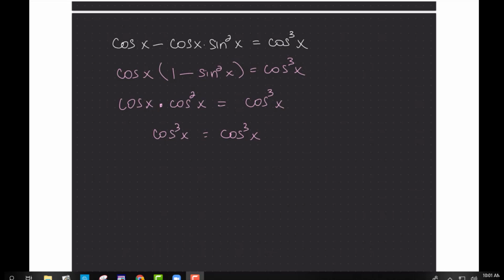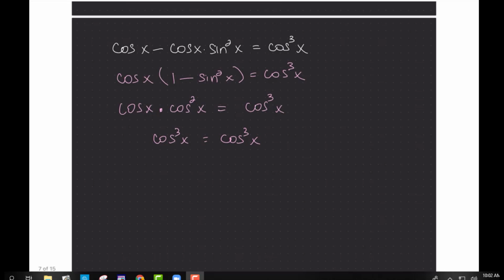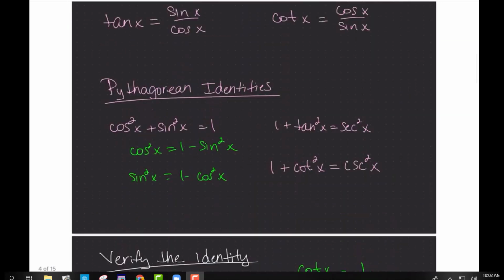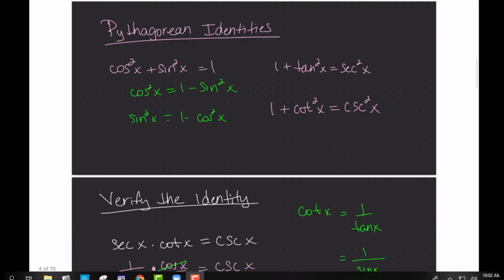How did you get rid of the sine? How did you get this cosine squared? When you look at your Pythagorean identities, what's cosine squared equal? Cosine squared, right? So where our 1 minus sine squared was, we just substituted in cosine squared. Yep.